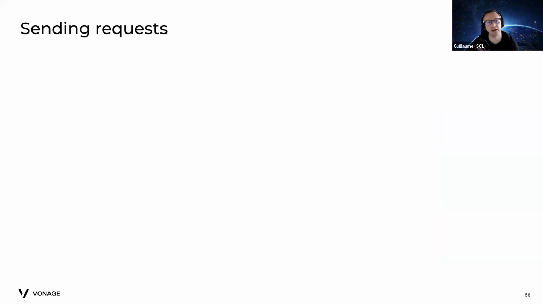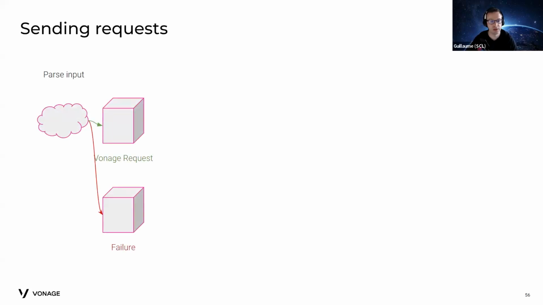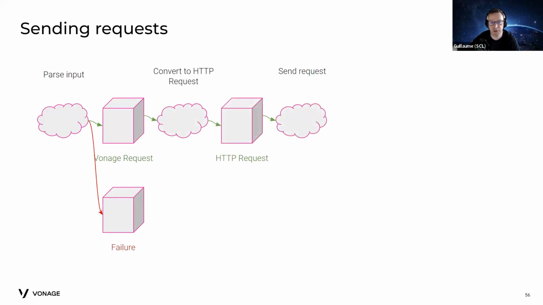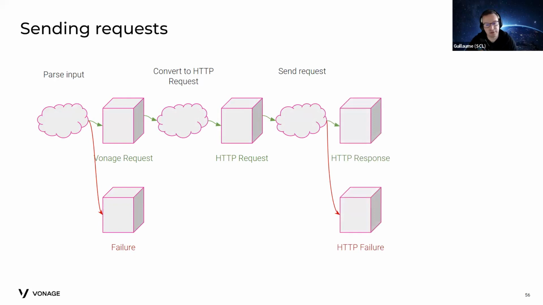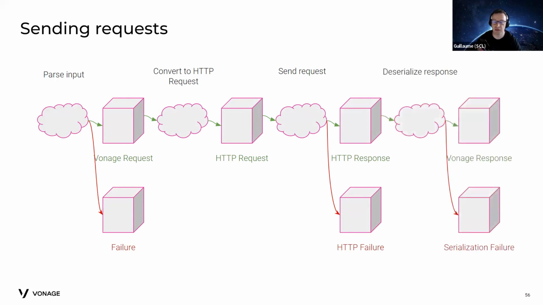So now comes the fun part. How do I use that in my flow? Remember, my goal is to facilitate the use of our APIs. So first thing I get is a user input. What do I do with the user input? I parse it, which leads me to two potential results, either a valid request or a parsing failure. Then when I have the request, I convert it to an HTTP request, and then I can send it to a good old HTTP client. And then I get a response. So it's either a valid status code or an invalid status code, and then I need to deserialize the response, and it can either fail or succeed.